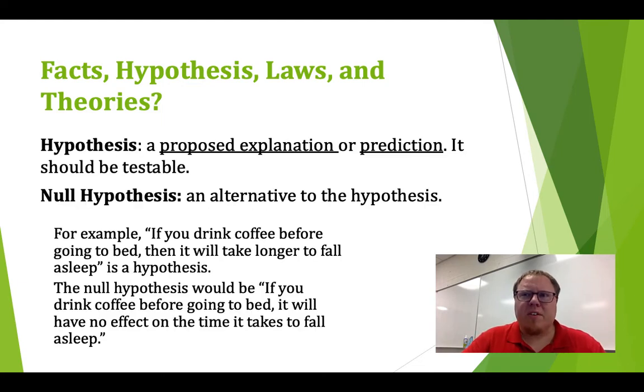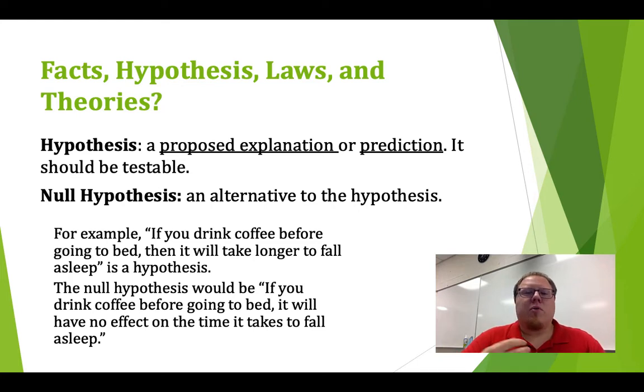A hypothesis, on the other hand, is a proposed explanation or a prediction. This should be testable. You should be able to test a hypothesis. Now, sometimes in science we talk about what's called a null hypothesis. That is an alternative to the hypothesis. Right? So it's something that's proposed. You don't need evidence for a hypothesis. It's just a proposed explanation, prediction. So it's basically a guess.